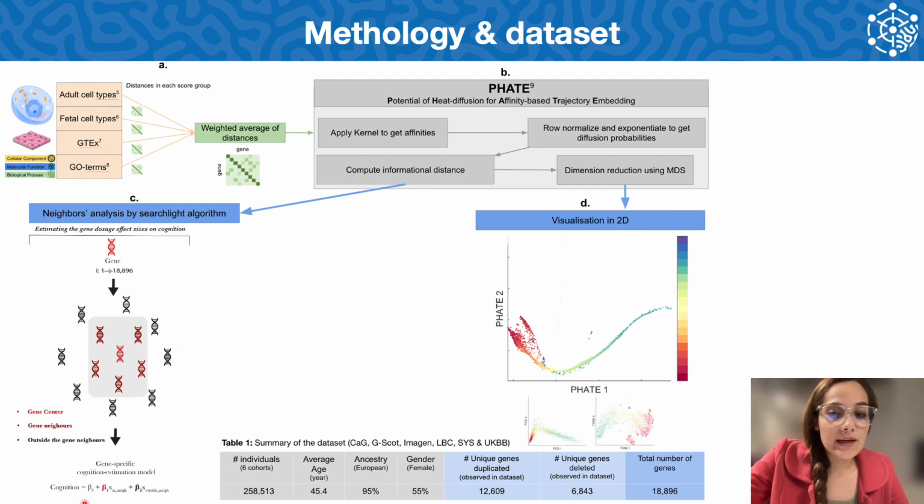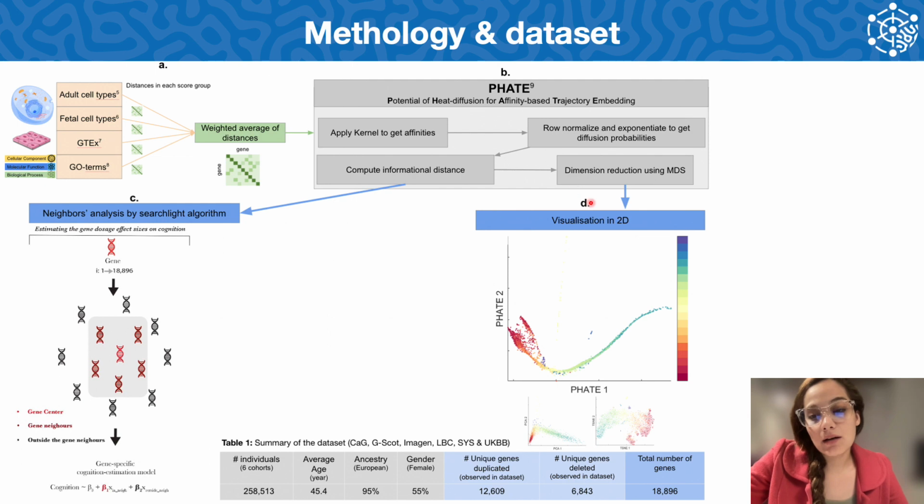Then we apply the regression model, in which cognitive ability is considered as the output variable, and the two input variables are the number of genes inside the neighbor and the number of genes outside the neighbor. In this analysis, our main effect size of interest is beta 1, which is the estimation for the variable that counts the number of genes inside the neighbor.